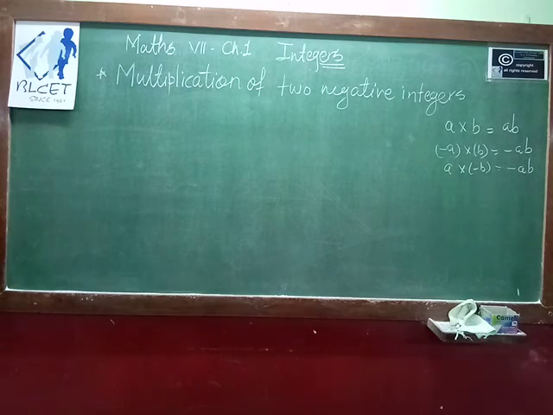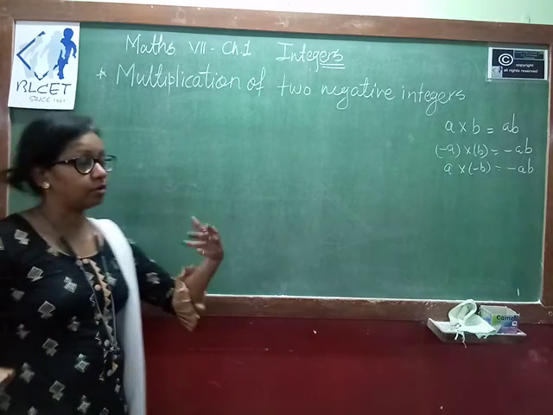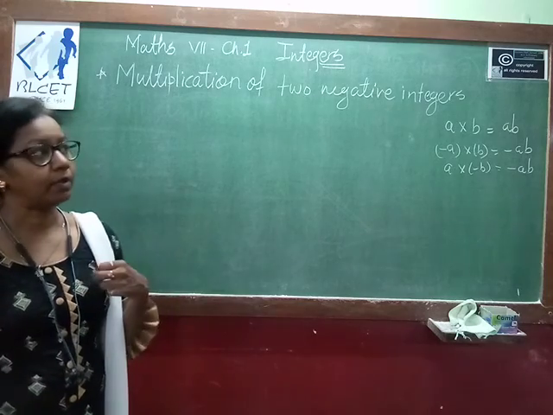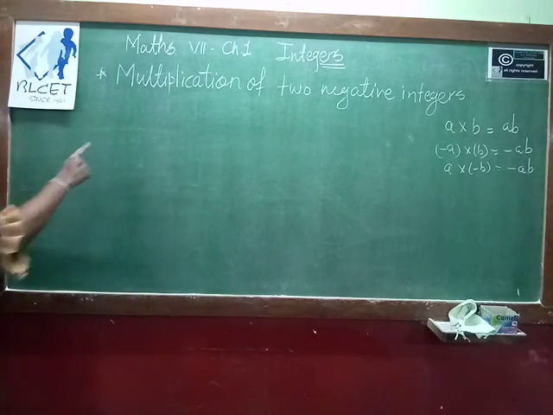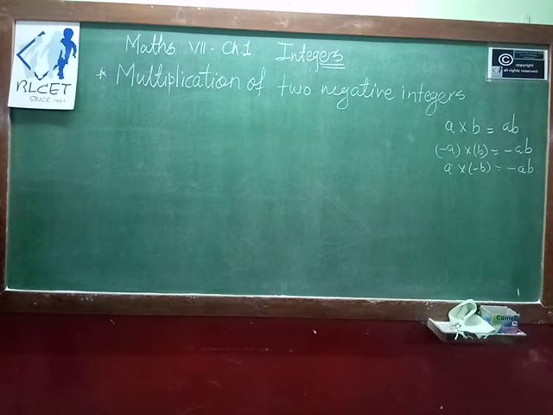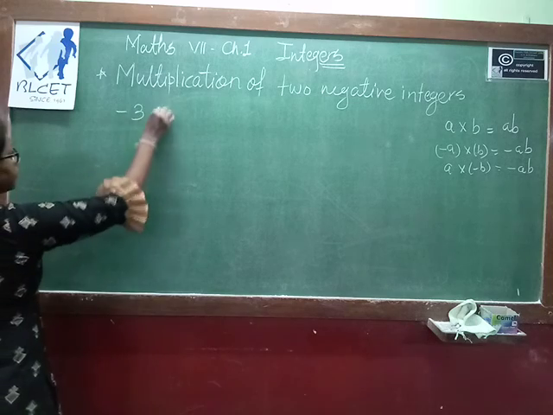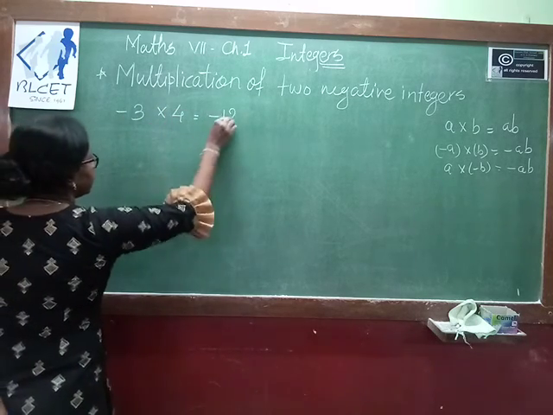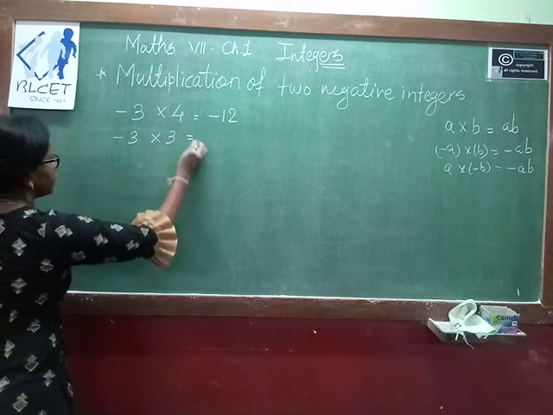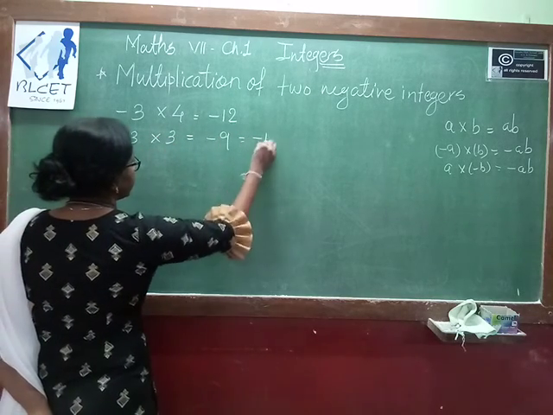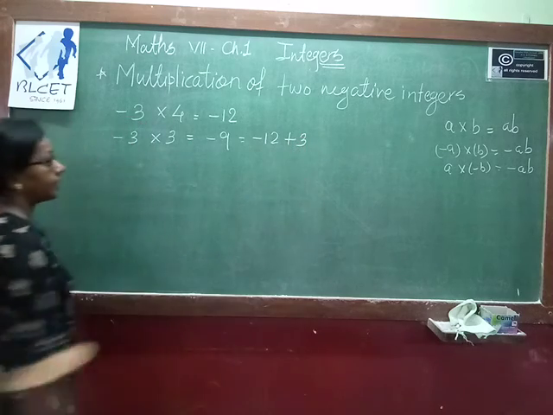Now we see, if both the integers are negative, what is your answer? Let's see. We follow one pattern and observe what answer we get at the end of the pattern. Suppose you have minus 3 into 4. What is your answer? Minus 12. Suppose you have minus 3 into 3. What is your answer? Minus 9, which is equal to minus 12 plus 3.